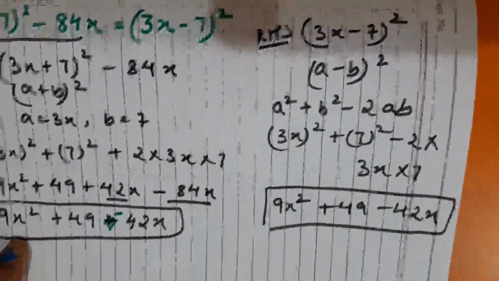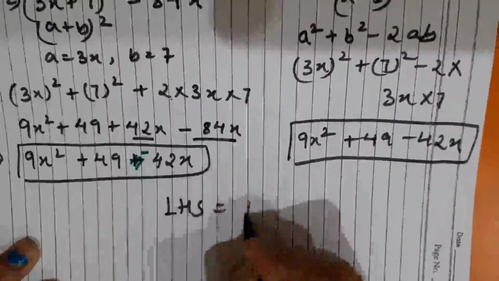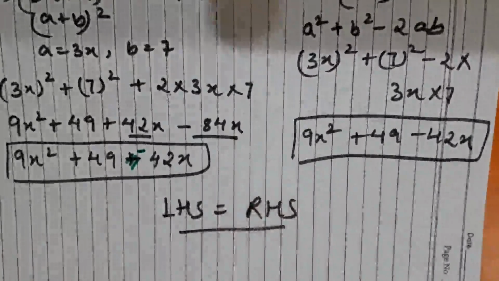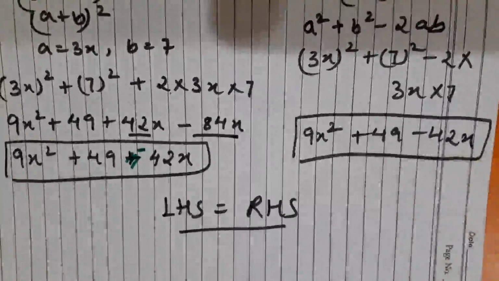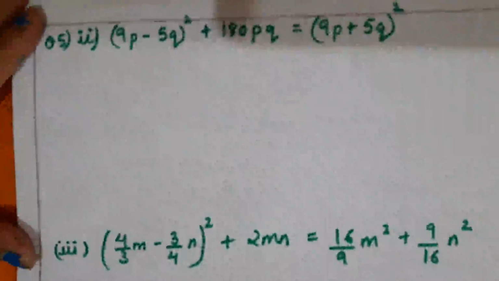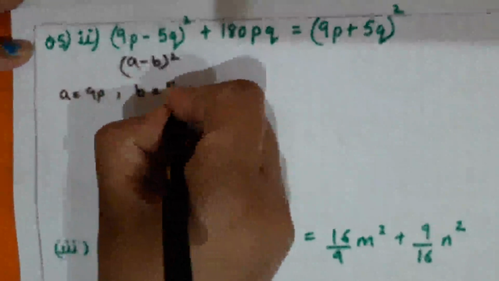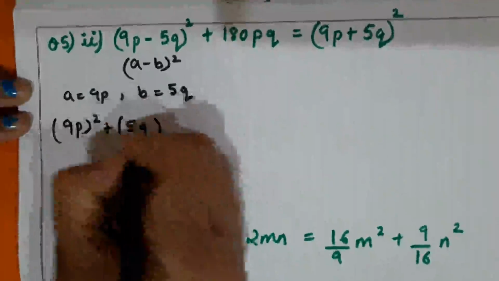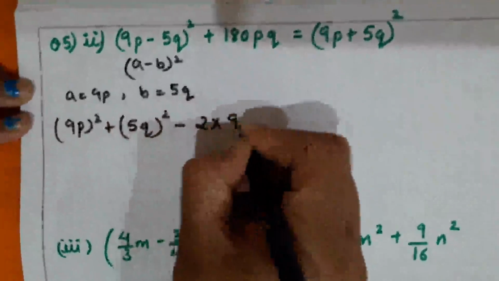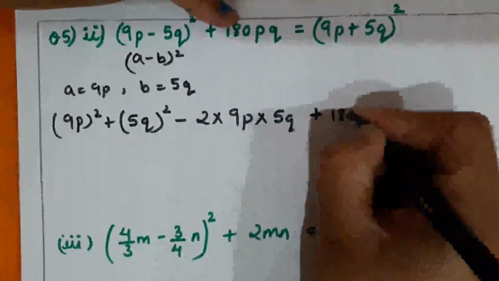See, left and rightmost sides are equal to each other, so we can say that left hand side is equal to rightmost side. So in this way you have to prove your leftmost side equal to rightmost side. I hope you are able to do each and every part. One more question we will do. Now second part. See, here we can apply a minus b whole square. So a is 9p and b is 5q here. So 9p whole square plus 5q whole square minus 2 into 9p into 5q plus 180pq.